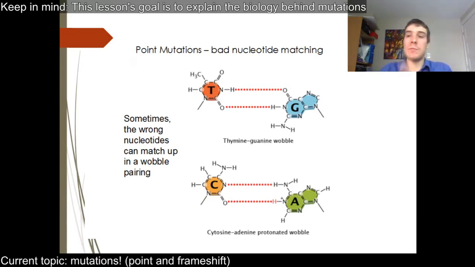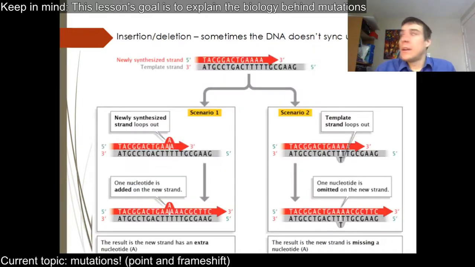It only changes one base out of the entire DNA genome. So most of the time it's not that bad, but sometimes it can be very bad. For example, sickle cell anemia is a genetic disease that is one single base pair that changes in one single gene. Much more serious is insertion and deletion.